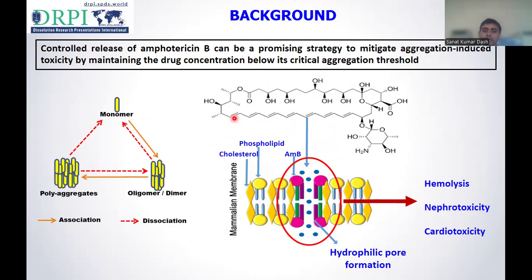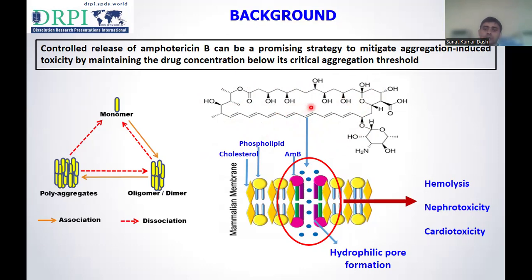Amphotericin B is a polyene antibiotic containing a 38 membrane macrolactone ring. One side of the lactone ring contains 7 hydrophilic groups, making it hydrophilic, and the other side contains a 7 diene conjugated bond, making it hydrophobic. Since amphotericin B contains both hydrophilic and hydrophobic chains, it is bipolar or amphoteric or amphiphilic in nature.